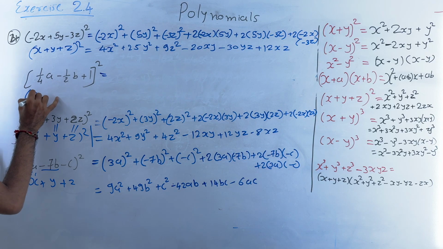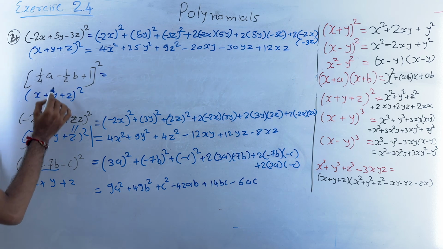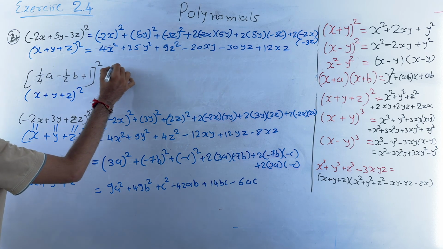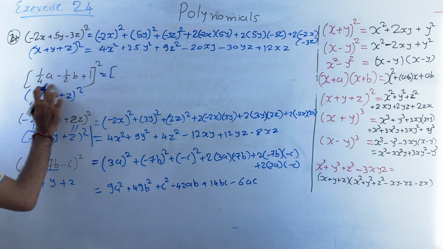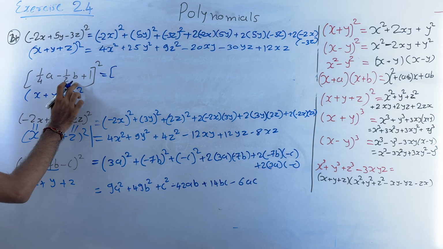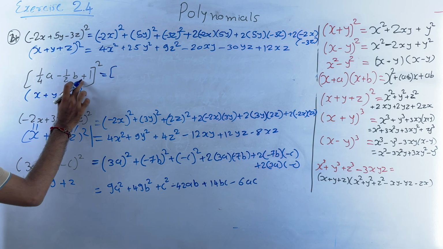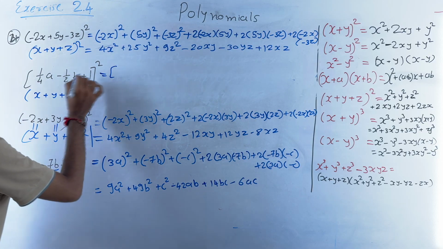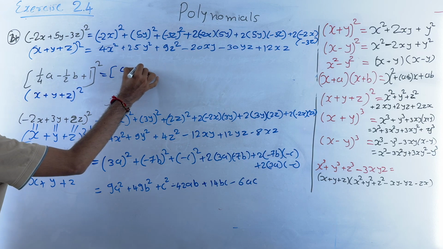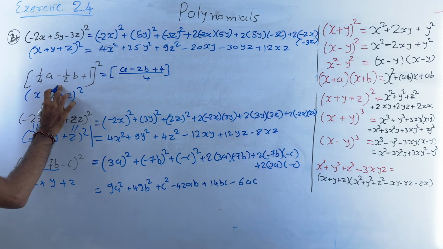So my answer will be, if I compare it with x plus y plus z whole square, x is equal to 1 by 4a, y is equal to minus 1 by 2b, z is equal to 1, right? And if you don't want to do minus 1 by 4a, then simply you can simplify this by taking an LCM. I can take LCM is equal to 4. So my question would be like a minus 2b plus 4 divided by 4. Then I can do the answer. What I am saying is, I can write this is equal to a minus 2b plus 4 divided by 4 also. I have just taken LCM is equal to 4, right?